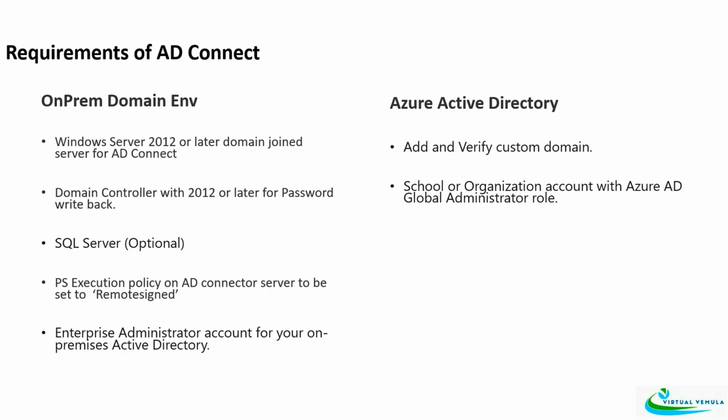Like you need an enterprise admin account for your on-premises, here for Azure Active Directory, you require an account which is part of a role called the Global Administrator role. A global admin role is a super user role on Azure Active Directory. Whoever is part of this role will be able to manage all aspects of your Azure Active Directory. So on premises, you need an account with enterprise admin credentials. On Azure Active Directory, you need an account with the Global Administrator role.